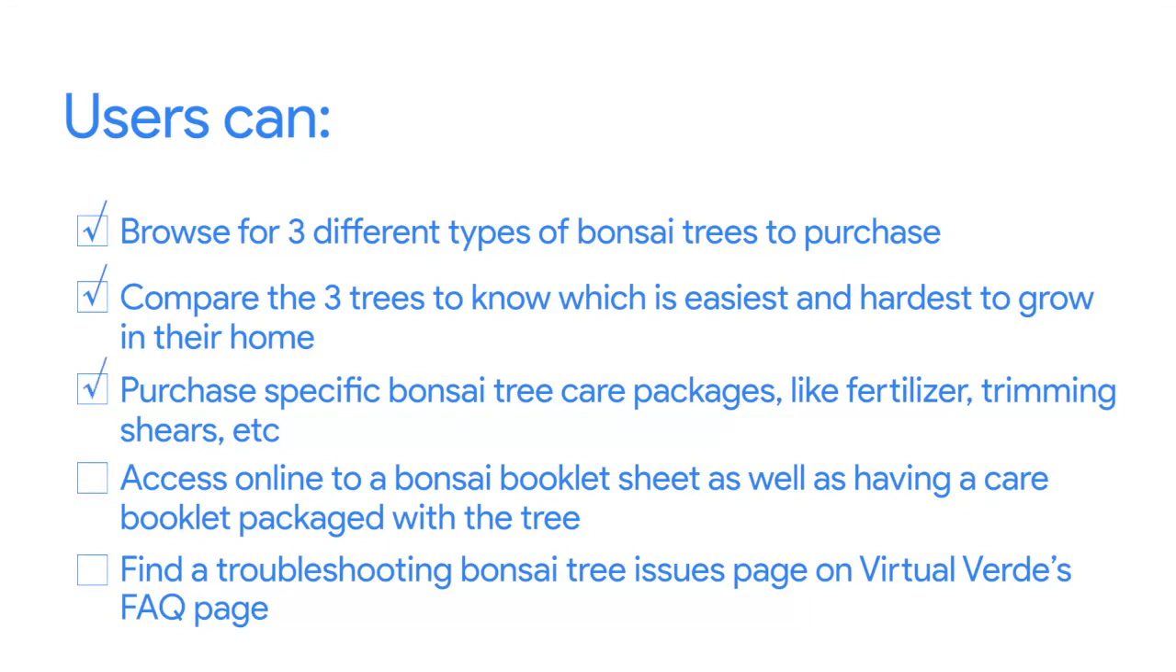User can purchase specific bonsai tree care packages like fertilizer, trimming shears, etc. Access online to a bonsai booklet sheet, as well as having a care booklet packaged with the tree. Can find a troubleshooting bonsai tree issues page on Virtual Verde's FAQ page. Sounds like an amazing story, doesn't it? It feels like a real thing that a user can interact with and get excited about. Each user story in the backlog should be written this way.